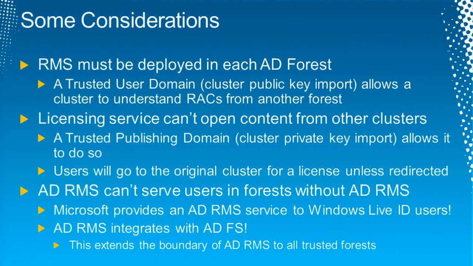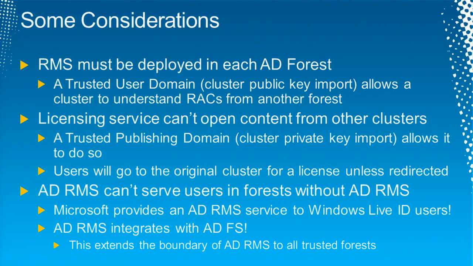The trusted publishing domain contains a server licensor certificate, public key, and private key for forest C that you have to import into forest D. The main reason we see TPDs out there is, let's say you've had a merger or acquisition, but you want to maintain access to content that was protected against the previous key. Typically someone will bring up the new RMS server with the new company name, take that TPD and import it into the new cluster so you can maintain access to your older content.